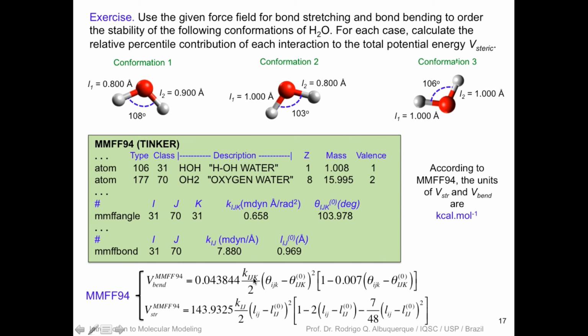They are given here. So the student can use these two expressions to compare the stability of conformation 1, conformation 2, and conformation 3, and also calculate the relative percentage contribution of each interaction to the total potential energy in each case, conformation 1, 2, and 3.